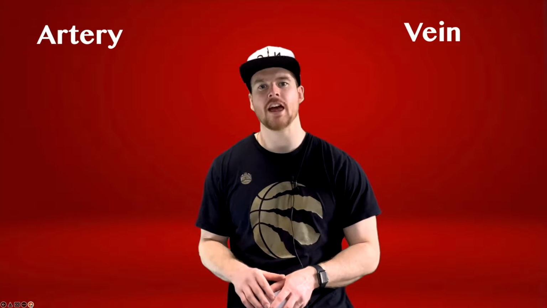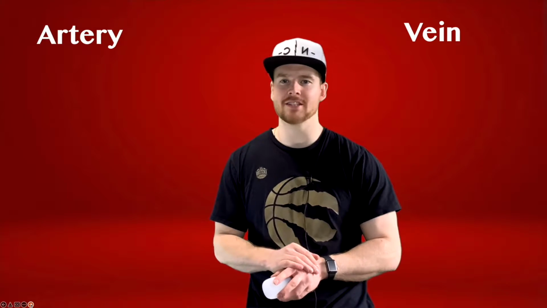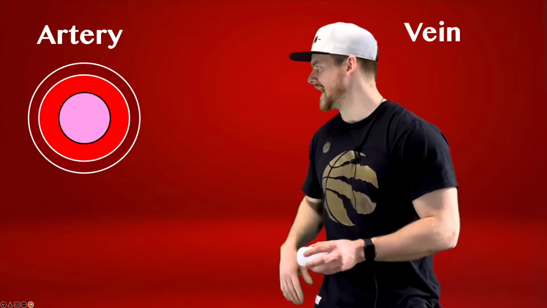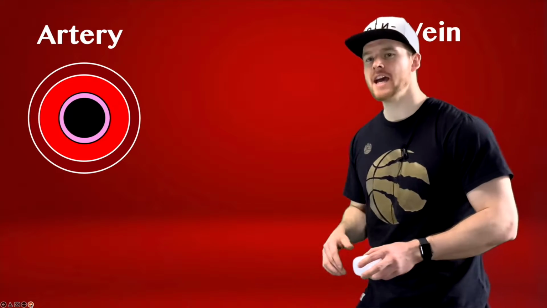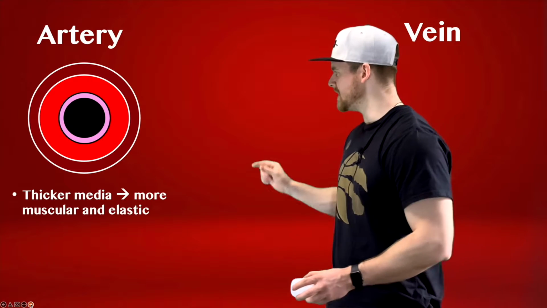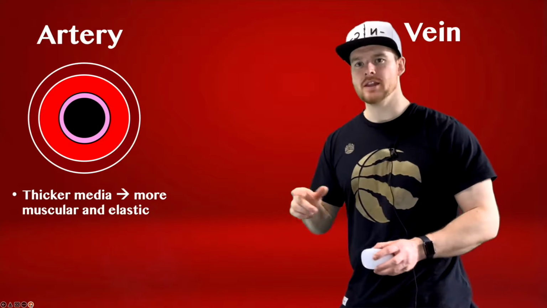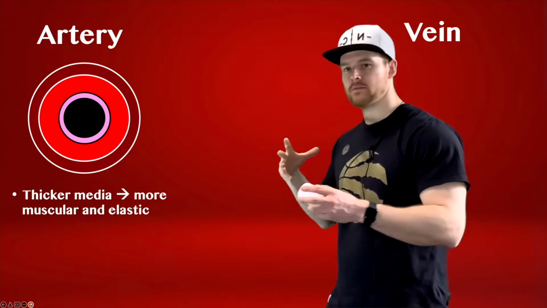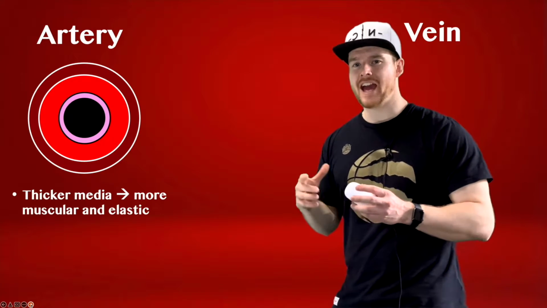So now that we understand those three different layers of the blood vessels, let's take a look at how those layers differ from an artery and a vein. So in an artery, it's going to look kind of like this with those three different layers and the lumen where the blood flows in the middle. Now we notice that the red layer in the middle, the media, is going to be quite a bit thicker. And this is making it much more muscular and elastic.